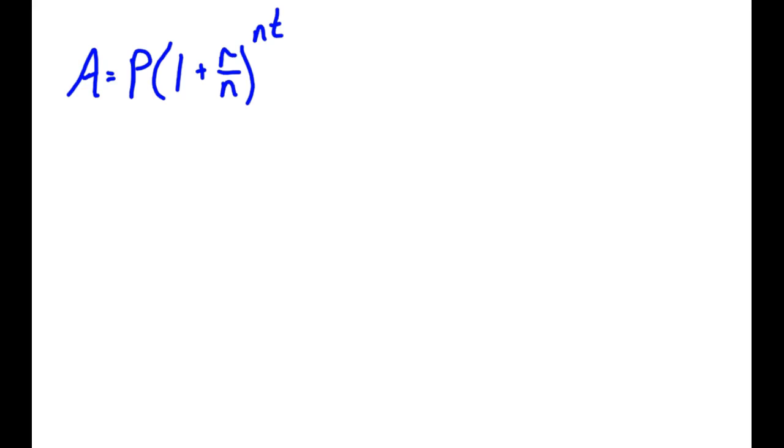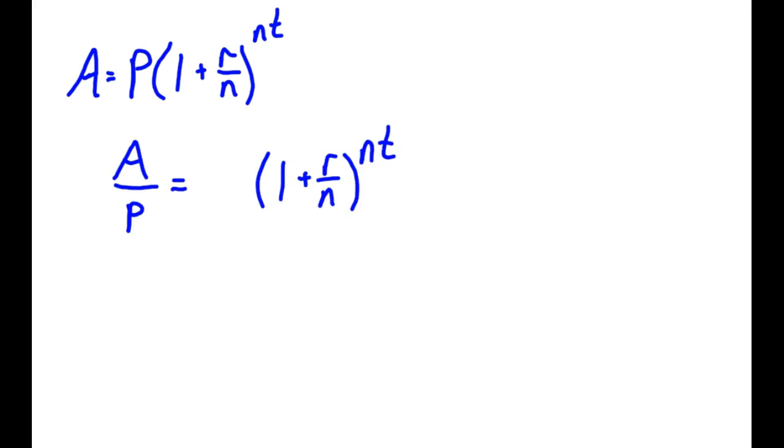So the first thing we need to do to this equation is divide by P. So now in our equation, we have A divided by P equal to 1 plus R over N raised to the NT power. If we're trying to isolate for T, the issue right now is that the variable we want to isolate is in the exponent.